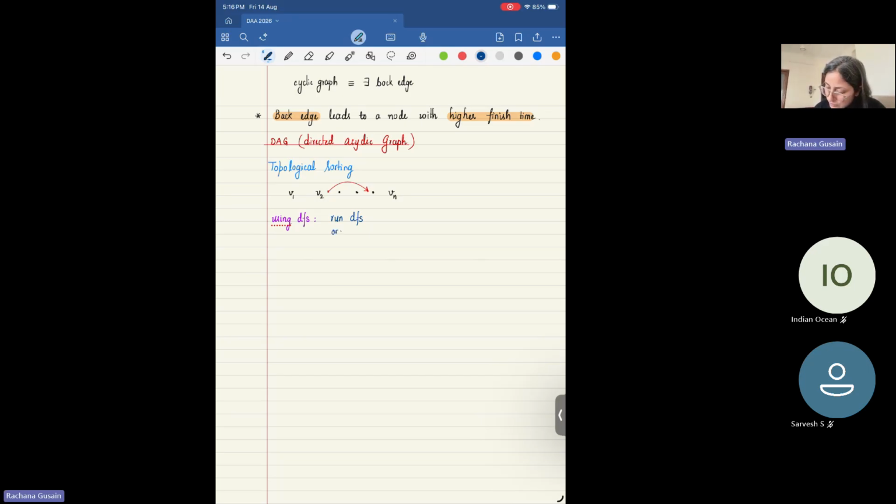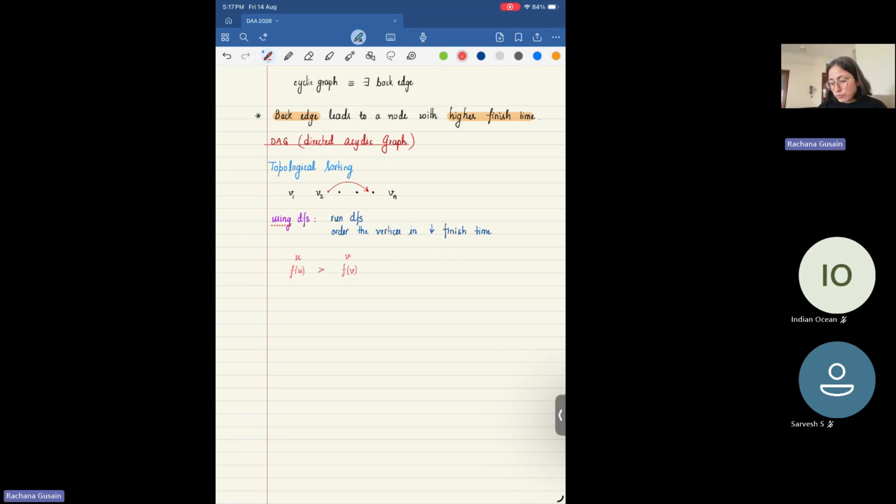And order the vertices in decreasing order of finish time. And why should this work? Let's say I take two vertices in my graph, U and V, and I know that the finishing time of U, let me denote that as F of U, is greater than the finishing time of V.